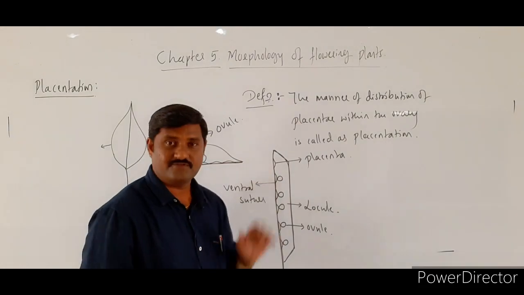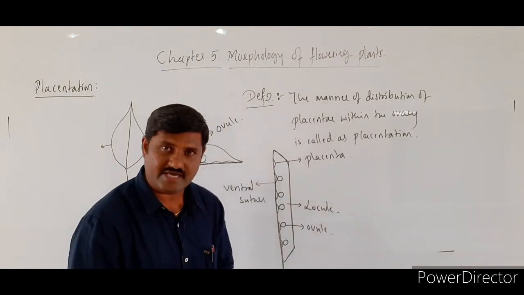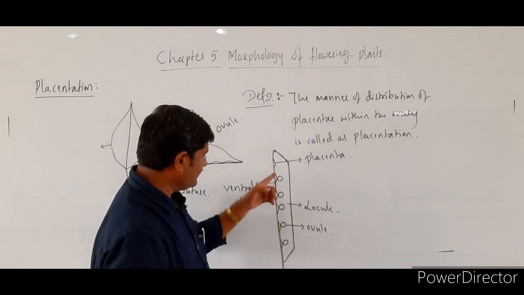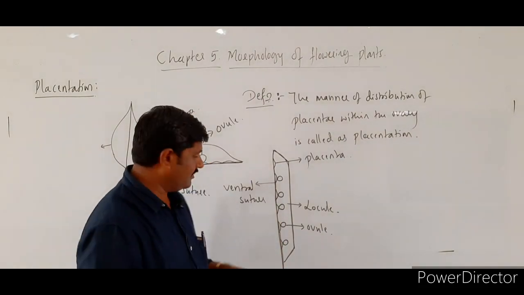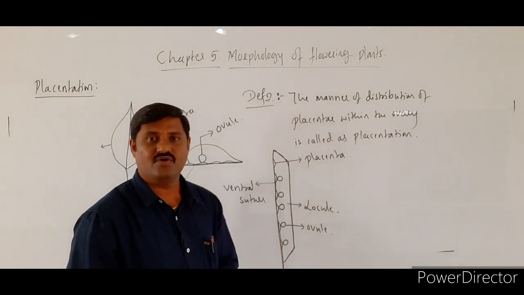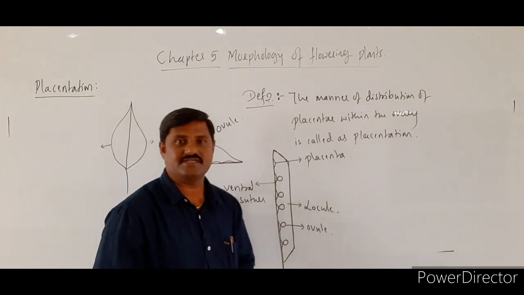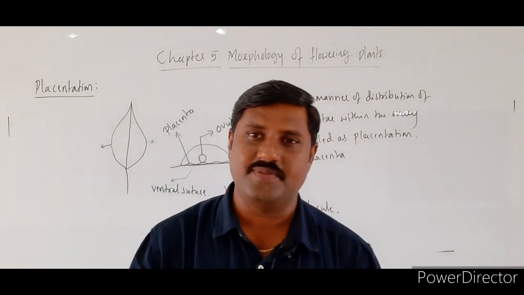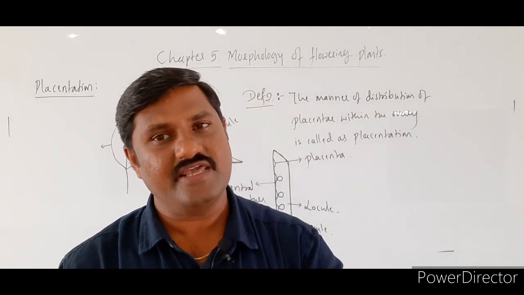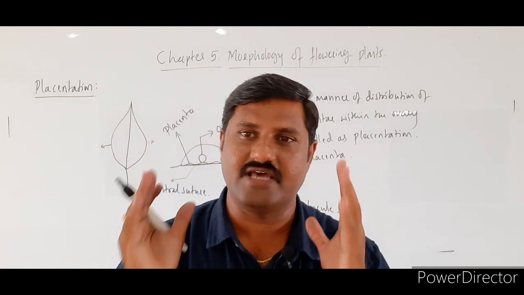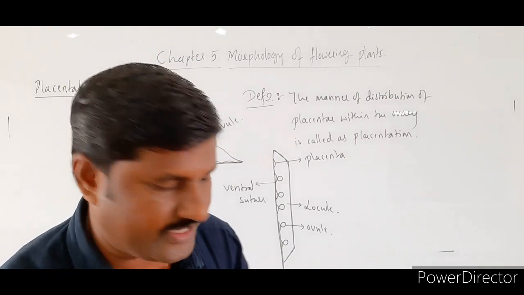So this is the one fruit, right? Beans you might have gone through, right? There the seeds are arranged like this on the margin of the ovary, on the margin of the fruit. Then this kind of placentation is said to be marginal placentation. Like this, we come across many varieties of placentation.